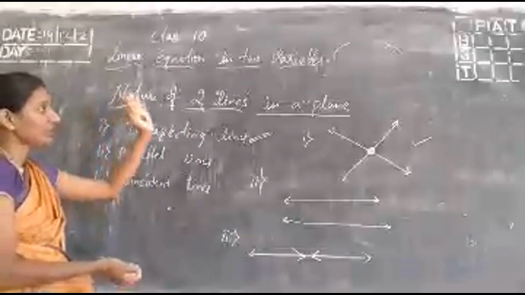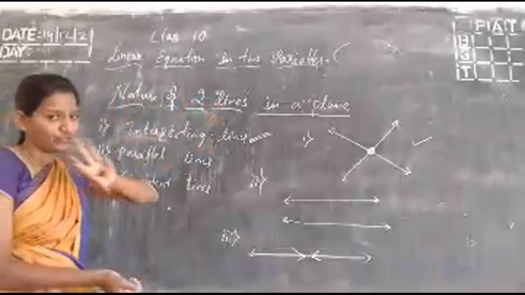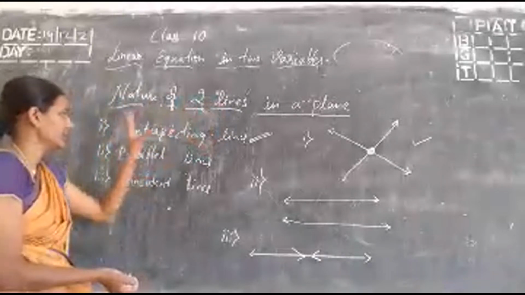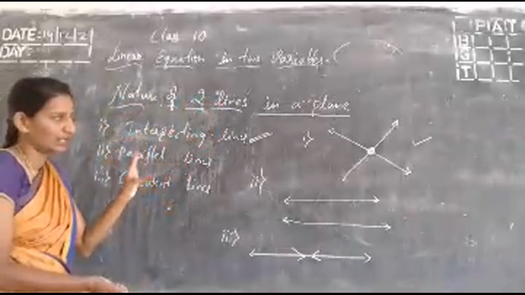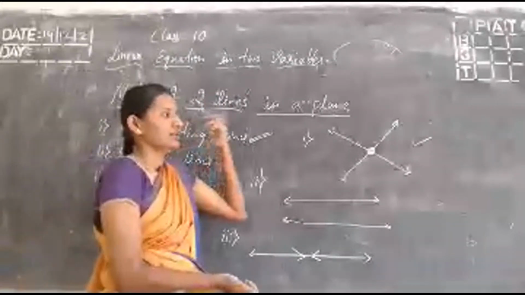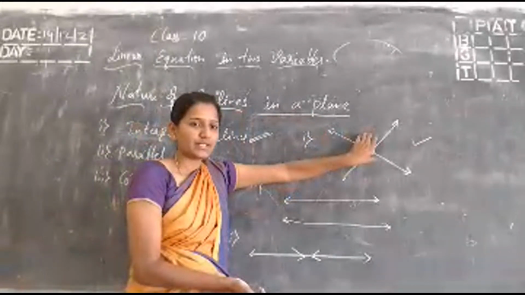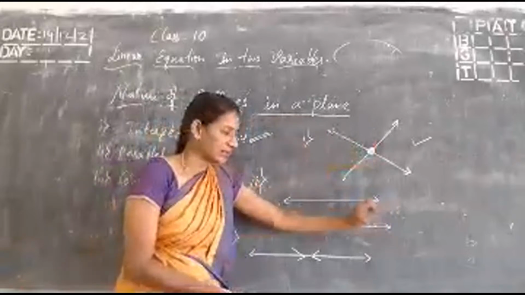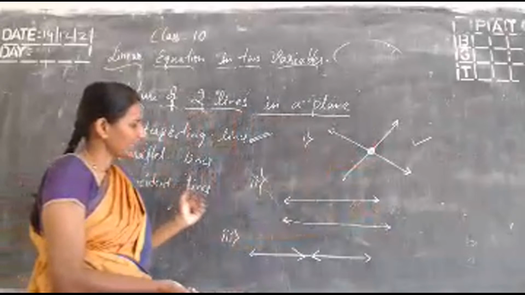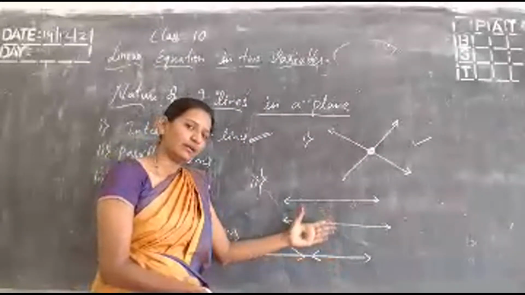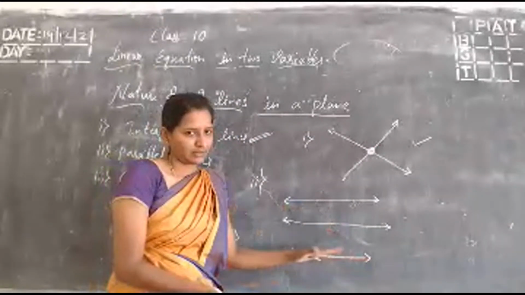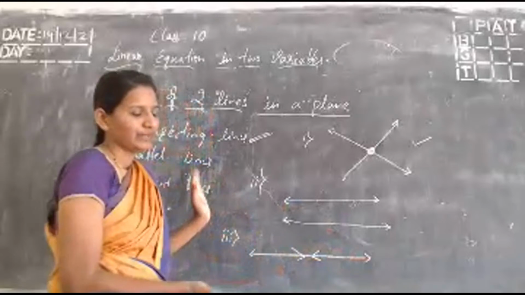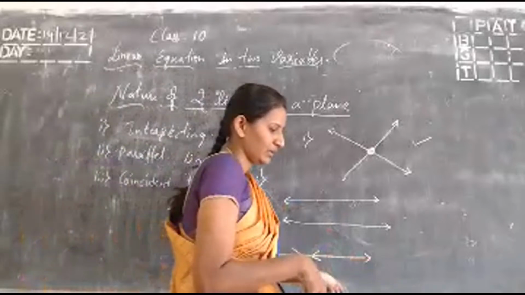Here, nature of two lines in a plane is of three forms: intersecting lines, parallel lines, and coincident lines. Intersecting means two lines which meet at a point. Parallel means they will never meet. Coincident lines means a line on the other line in the same path. Okay? Next.